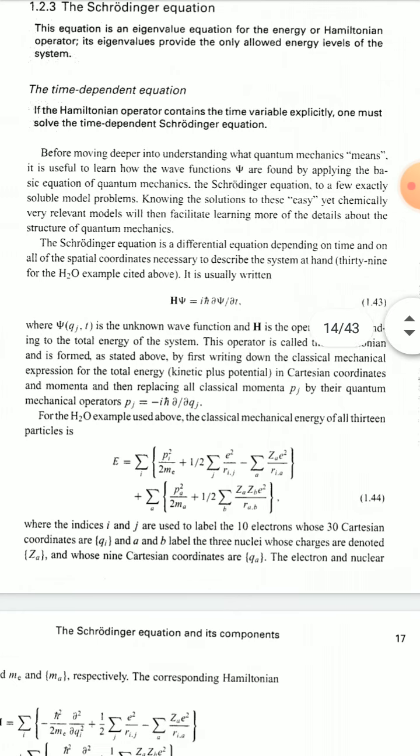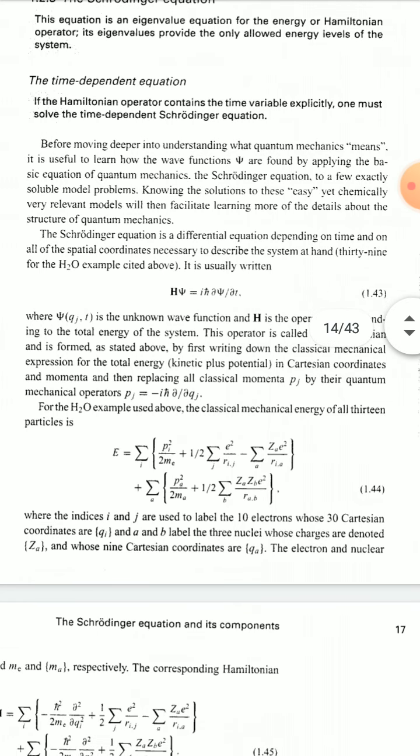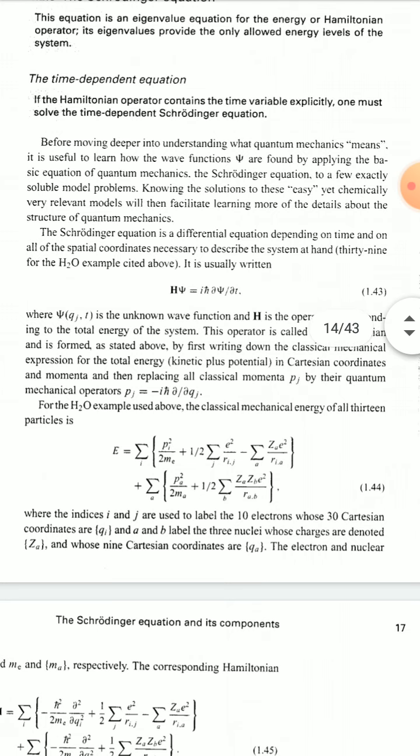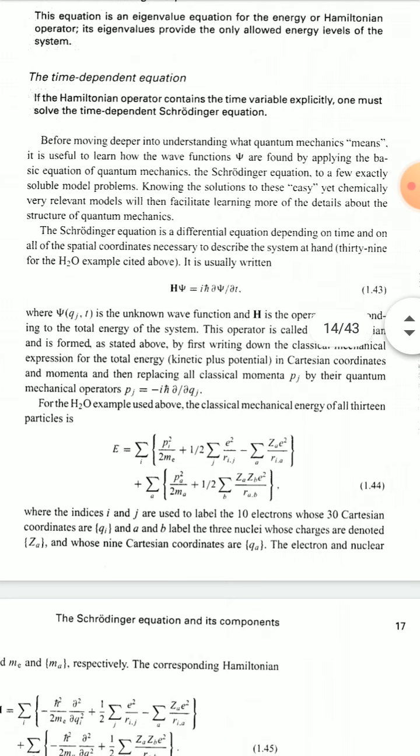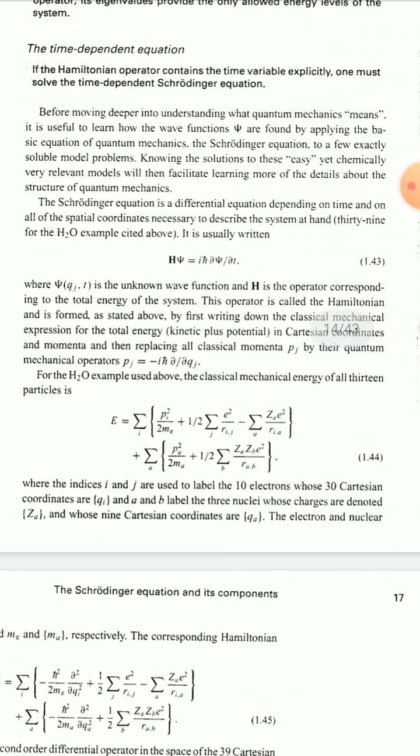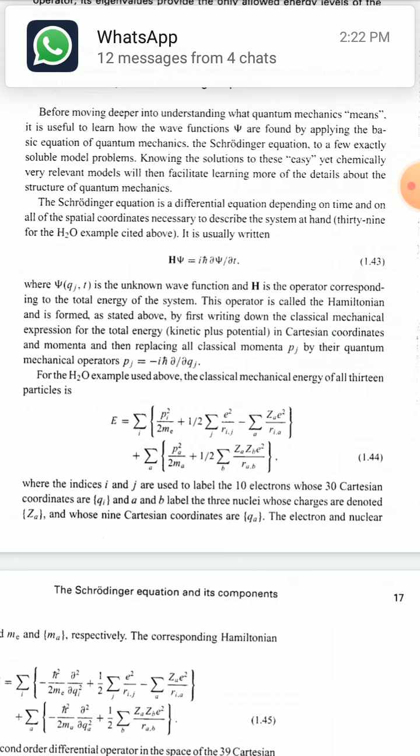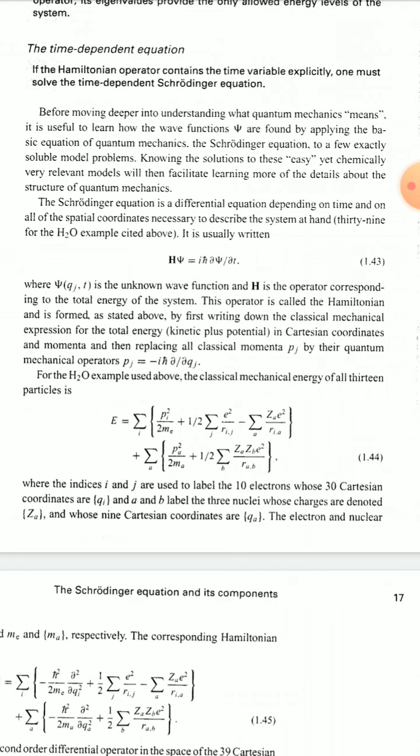Before moving deeper into understanding what quantum mechanics means, it is useful to learn how the wave functions psi are found by applying the basic equation of quantum mechanics, the Schrodinger equation, to a few exactly soluble model problems. Knowing the solutions of these easy yet chemically very relevant models will then facilitate learning more of the detail about the structure of quantum mechanics.